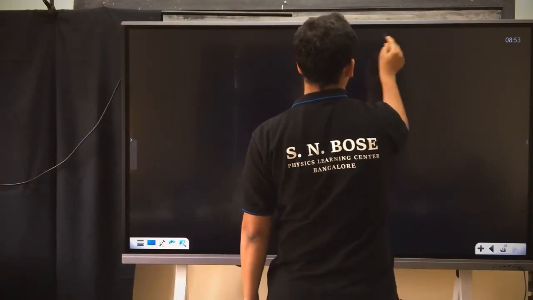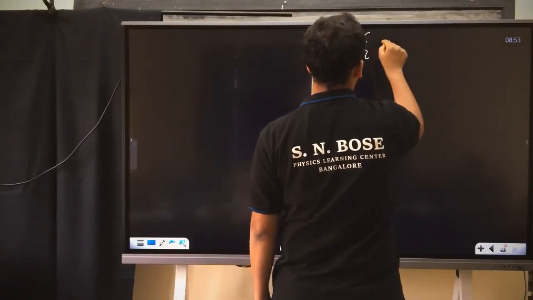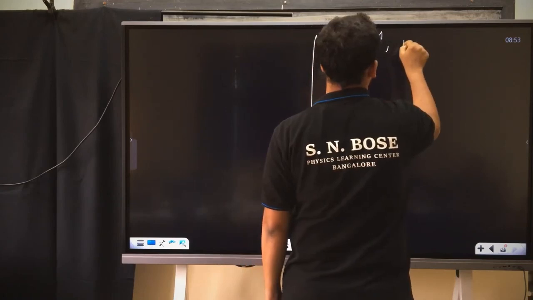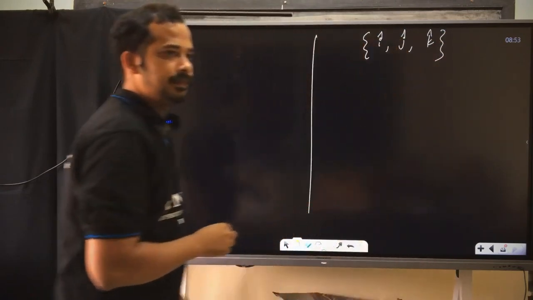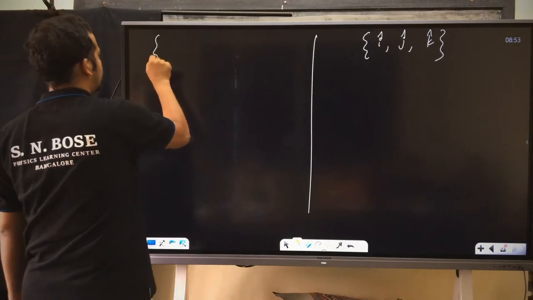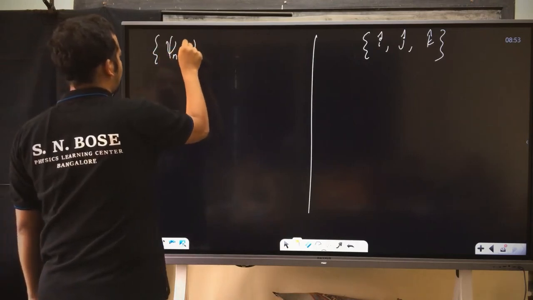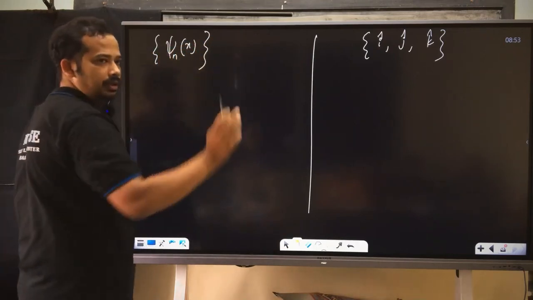You have a basis here: i cap, j cap, k cap. You have a basis here, psi n of x, which are also normalized and orthogonal.